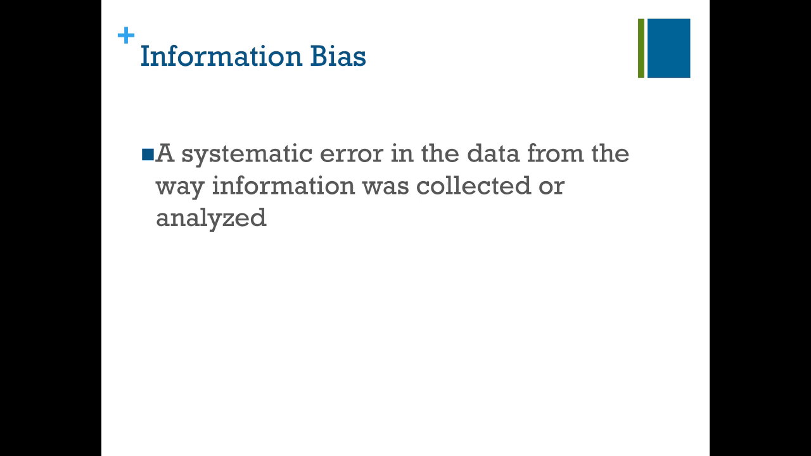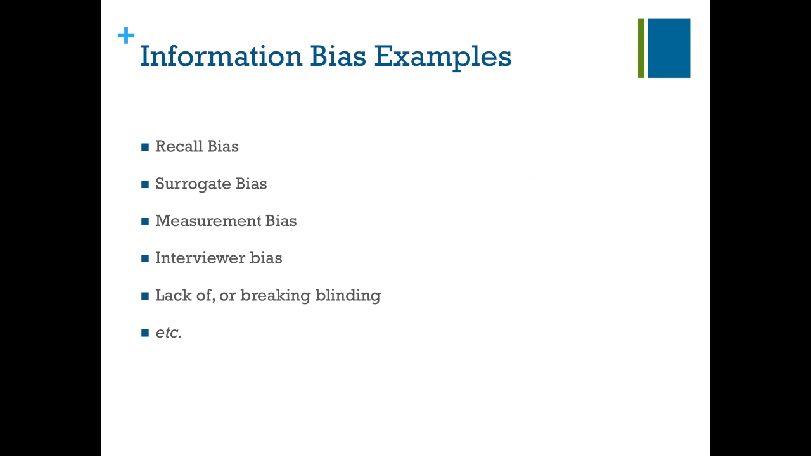The other major category of bias is information bias. This catch-all term includes systematic errors in the data from its collection through analysis and interpretation. There are a myriad of different types of information biases.